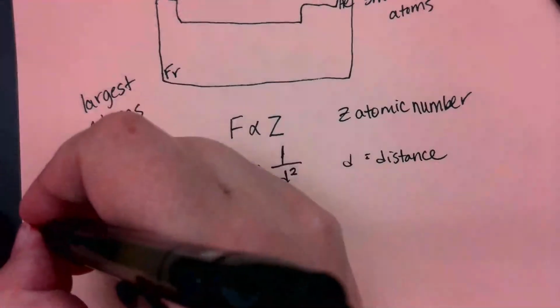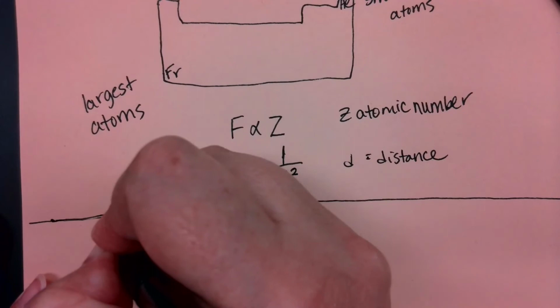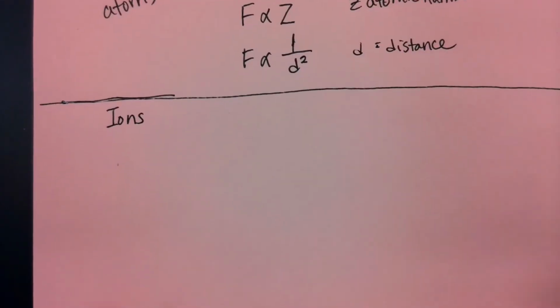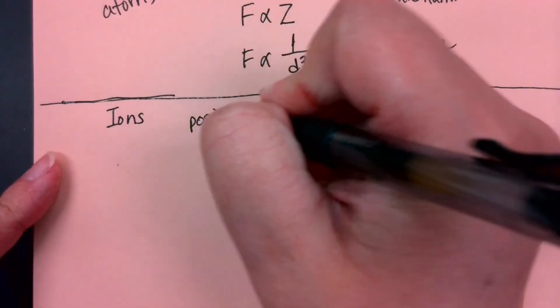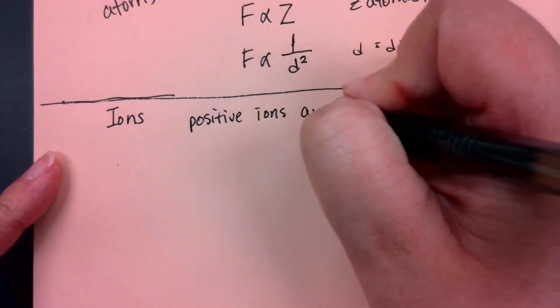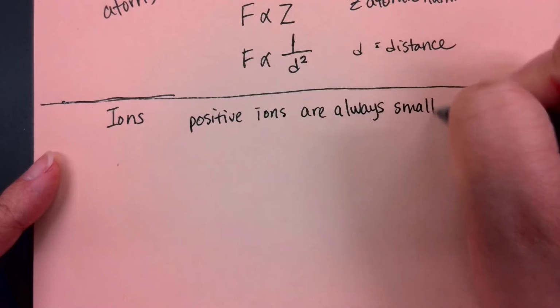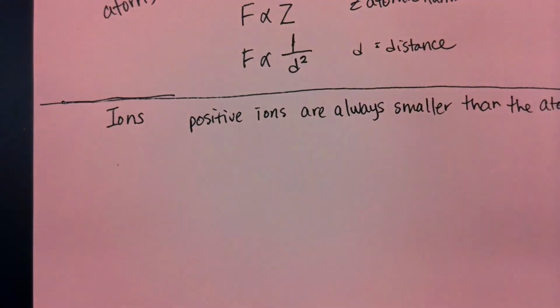Okay, so then we're going to apply this to ions. First of all, the size thing. Positive ions are always smaller than the atom. So K+ is always smaller than potassium. It's lost an electron in its outermost energy level, so it's definitely gotten smaller.